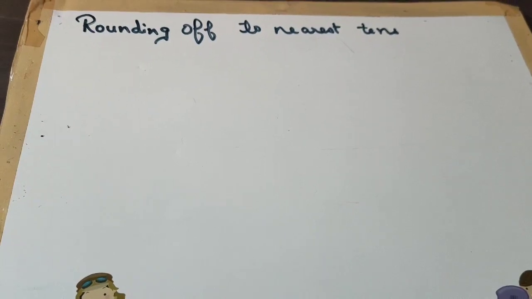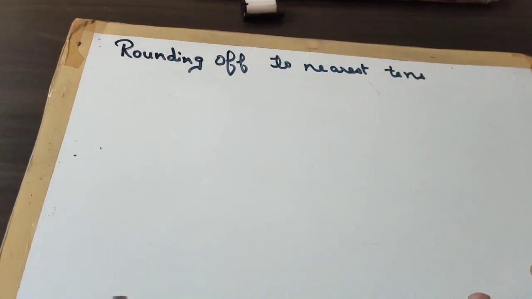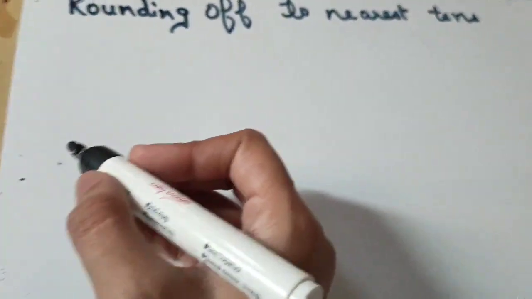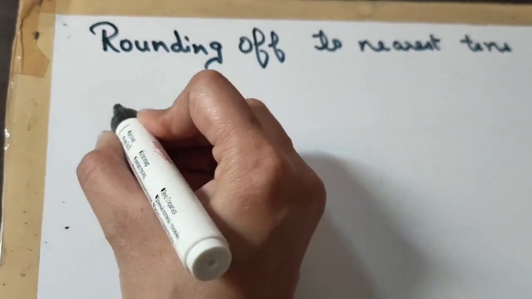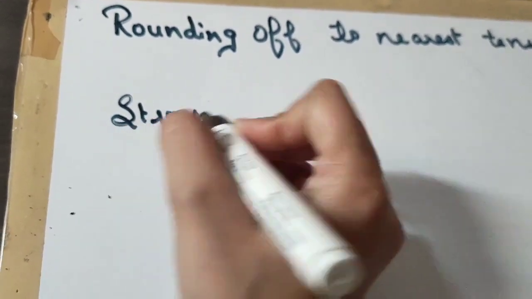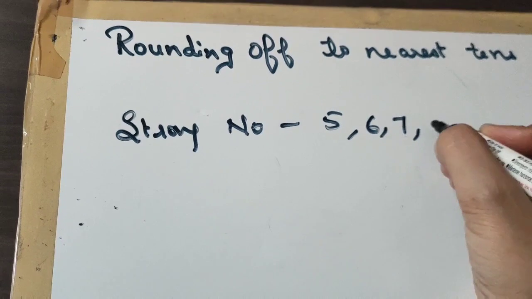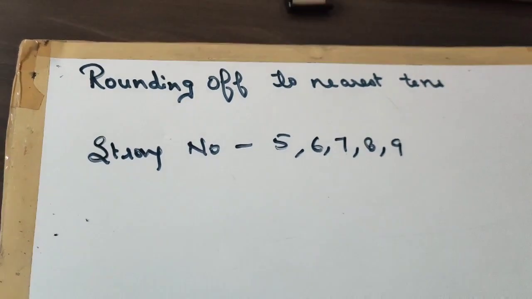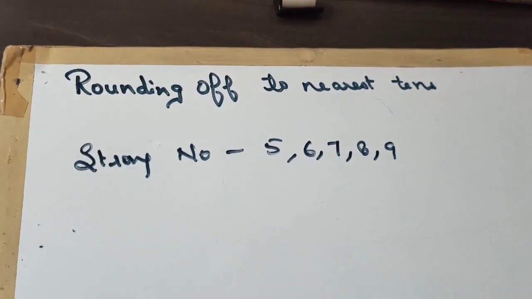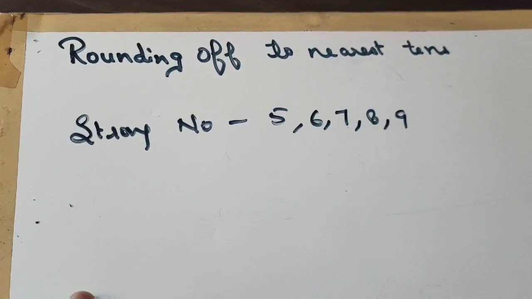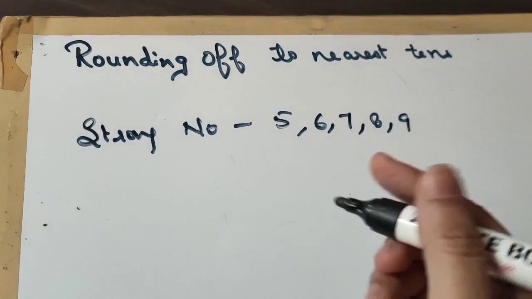Topic is rounding off to nearest tens. Today we have to do rounding of the numbers. First understand there are some numbers which are strong. So the strong numbers are 5, 6, 7, 8 and 9. They push the number to the next number, that is increasing by 10.